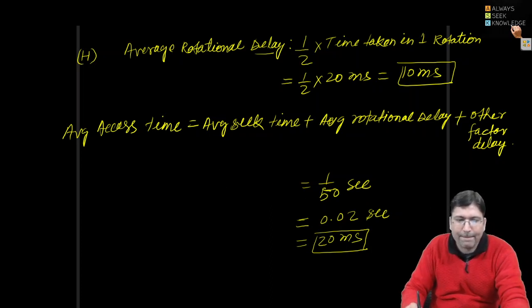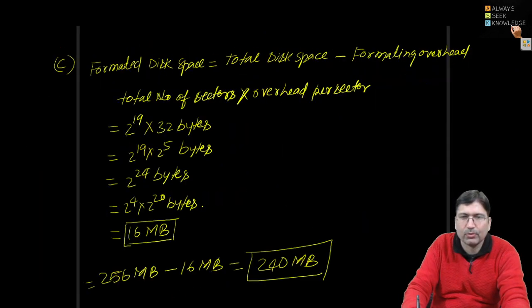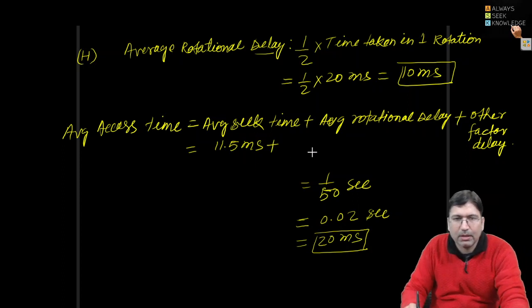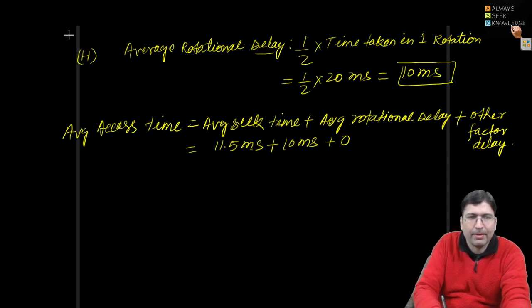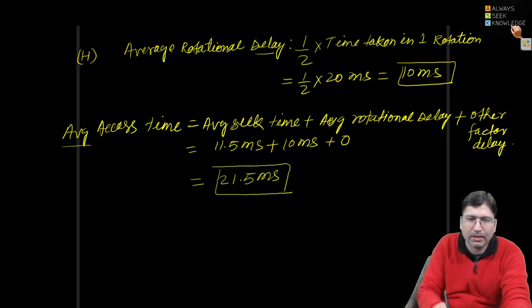So what is average seek time? If you look at the question, they have given you the average seek time. Average seek time is 11.5 millisecond. So it is 11.5 millisecond plus average rotational delay or latency we have calculated as 10 millisecond. So that we have already calculated, and no other delay is given. So other factors are not given. So it is 0, right? Now if you calculate this, it is 21.5 millisecond. So 21.5 millisecond will be average access time of the disk.